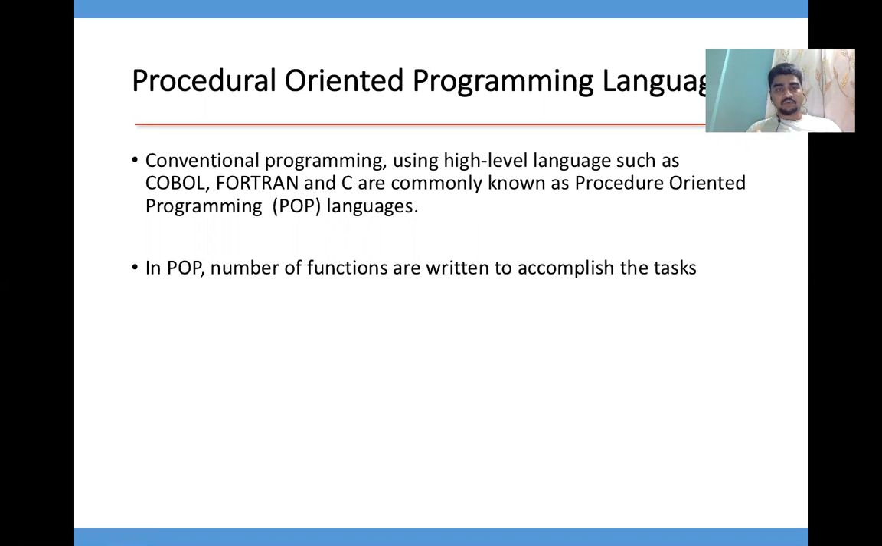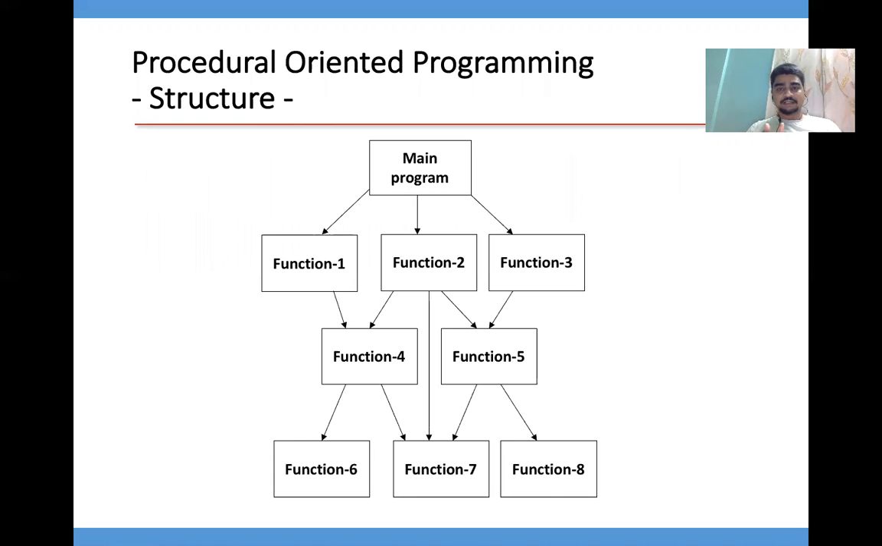Languages like COBOL, Fortran, C, these all are high-level languages, commonly known as procedural-oriented programming or POP languages. In POP, a number of functions are written to accomplish a particular task. It looks like there is a main program, and the main program is divided into a number of sub functions. So there can be n number of functions.